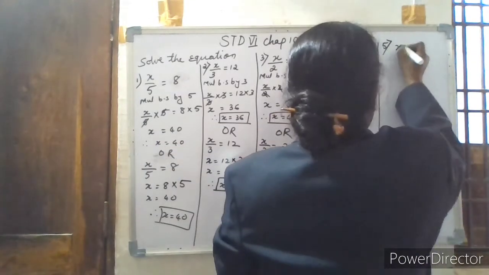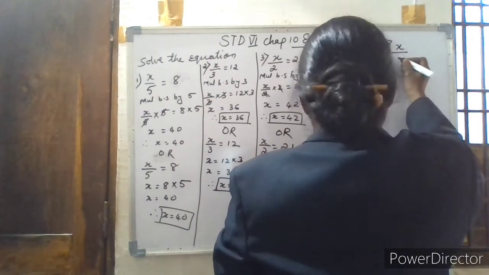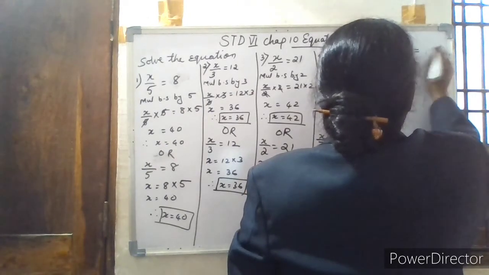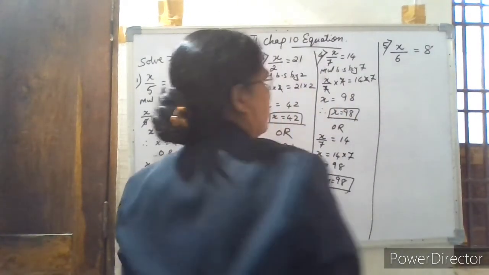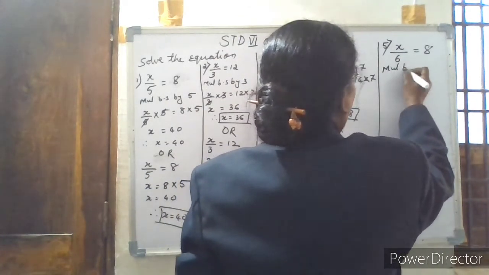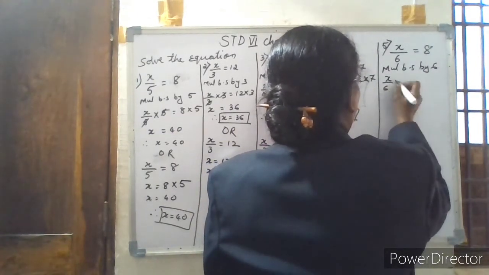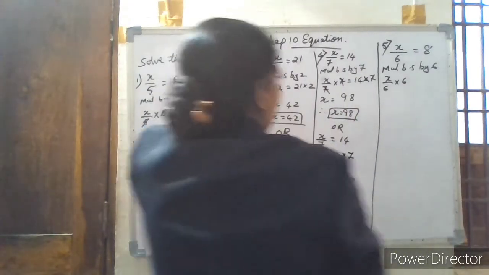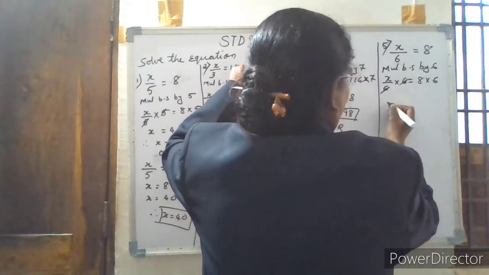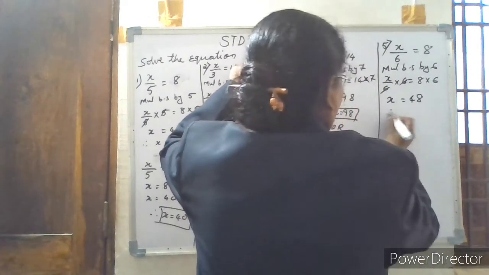x by 6 equal to 8, suppose. So here again you have to multiply both sides by 6. So x by 6 multiplied by 6 equal to 8 into 6. 6 gets cancelled. x is equal to 6 eights are 48. Therefore x is equal to 48.